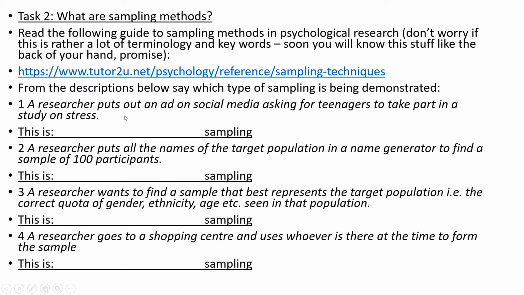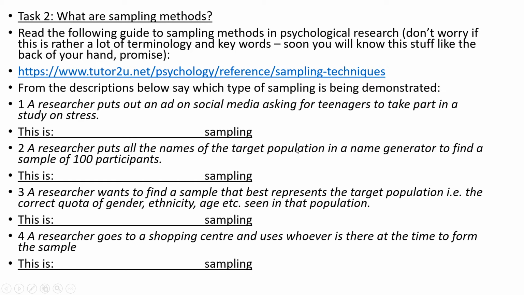A researcher puts out an ad on social media asking for teenagers to take part in a study on stress. This is what type of sampling? A researcher puts all the names of the target population. Target population means the people that they are targeting. So your target population might be 11 to 14-year-old girls. Your target population might be men aged 50 to 60 who enjoy mountain climbing. Yeah, the target population is not just everybody in the world.